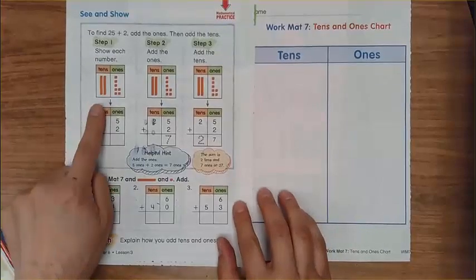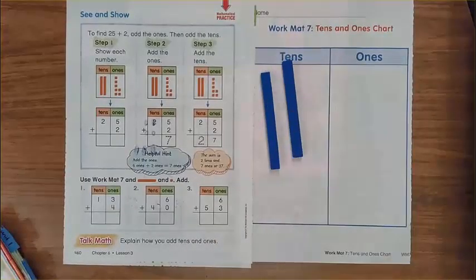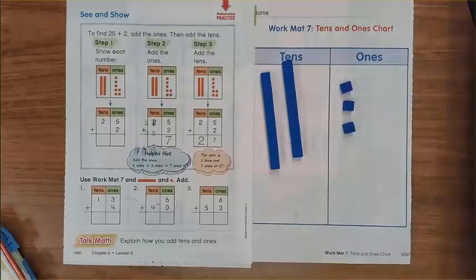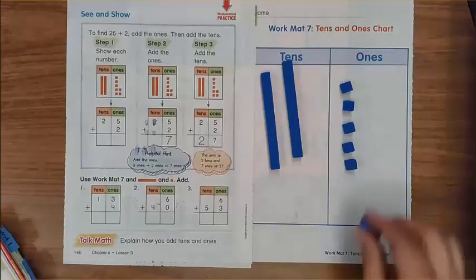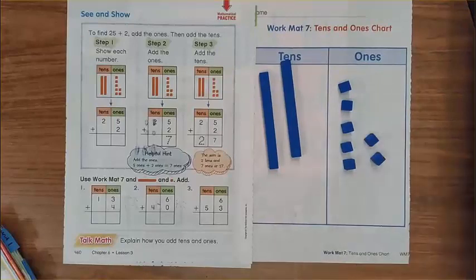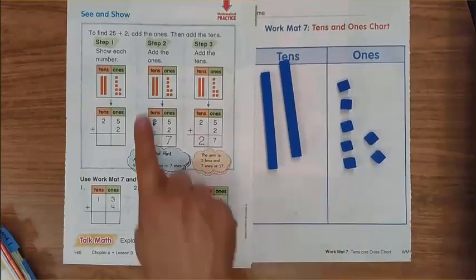Okay, so right here they showed 2 tens and 5 ones. That makes 25. So I'm going to put it there like this. Okay, so that's 25. And then we're going to add 2. So that's 2 ones. I'm going to put 2 more in the ones spot. Okay, so now let's see, then it says add the ones.